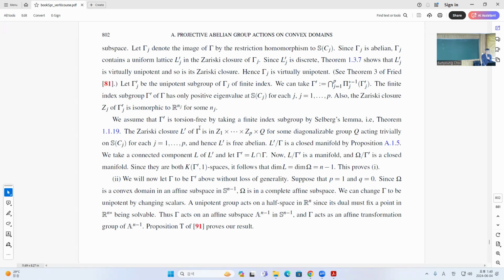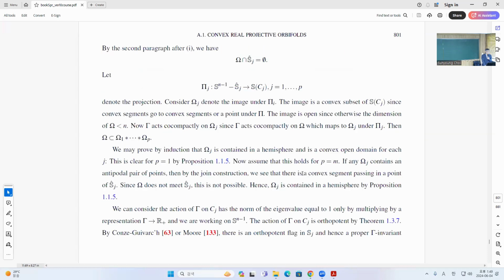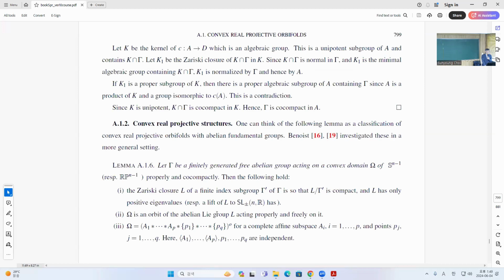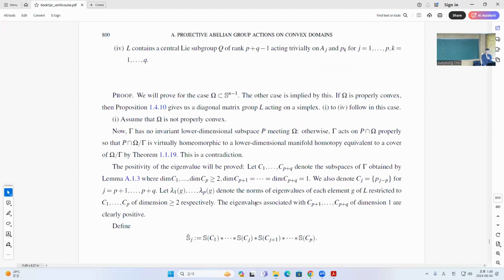and so on. So now you can show that this is torsion free, and the Zariski closure is in this, for some diagonal group acting trivially here. So this is a closed manifold, and so this will be a manifold. So this means that this has to be the same. Okay. So right, this proves one. So in one I showed that this has only positive eigenvalue.